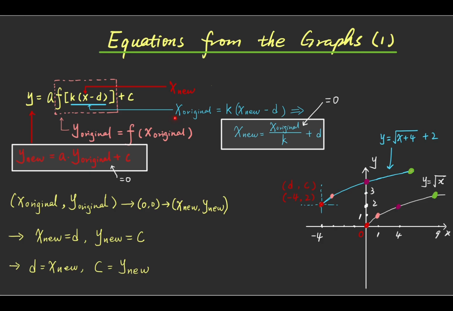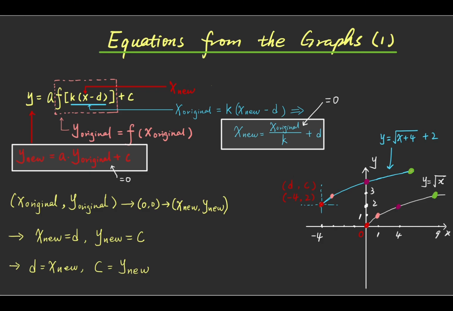So if you reorganize this expression, you will figure out this formula. Similarly, for this generalized transformed function, this portion is y original. That is, this y new will be a times y original plus c. That is this equation.